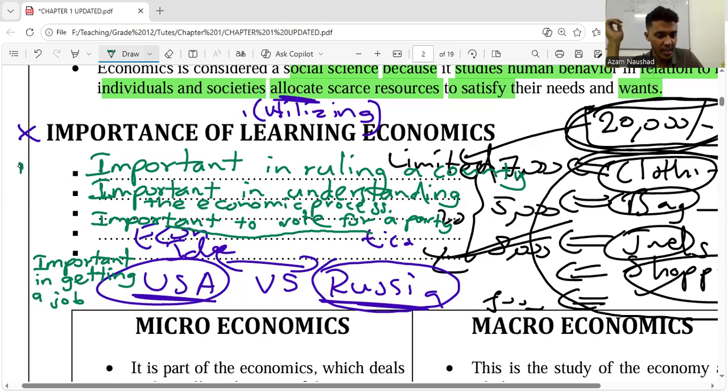And then the last one, important in decision making. Important in decision making.